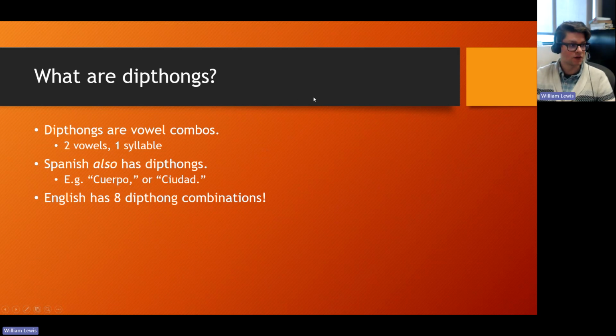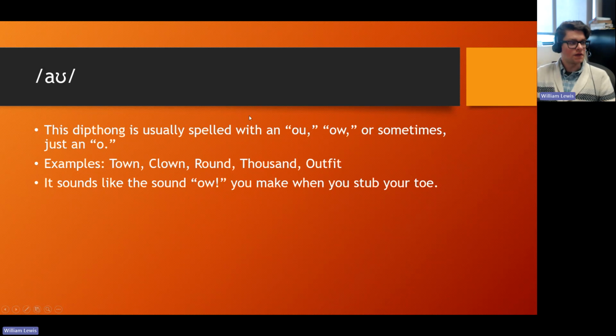So let's look at the first one. This first diphthong is ow, and it's usually spelled with an OU or an OW, or occasionally just an O. Examples include town, clown, round, thousand, and outfit. So this sound is the same sound you might make if you were walking across your floor and you accidentally stubbed your toe. You might say, ow!